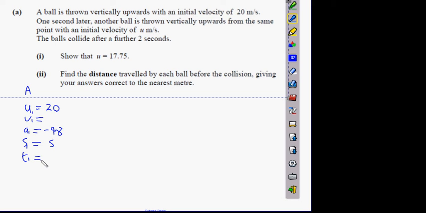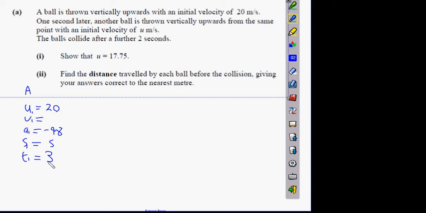Is this ball in the air longer or shorter than the other one? Longer. How many seconds longer do you think? What ball is thrown from the same point? So, it's only there 1 second longer. Okay? So, 1 second later. So, actually guys, we know the whole time, don't we now? Because this one is 3 seconds in the air. Because it's thrown up, a second later the other ball is thrown, and then 2 seconds later they collide. So it's just 3 seconds total for this ball here.